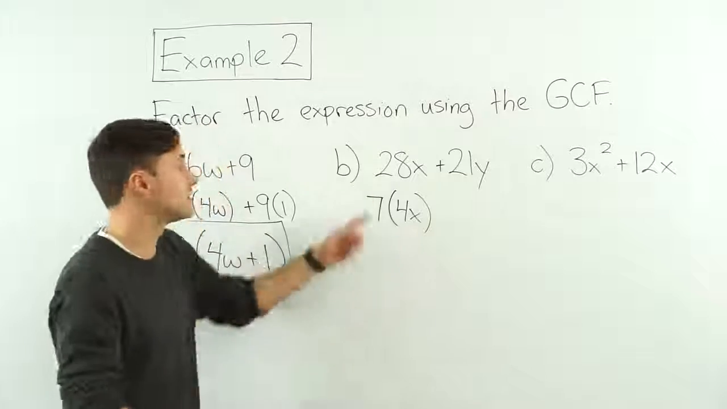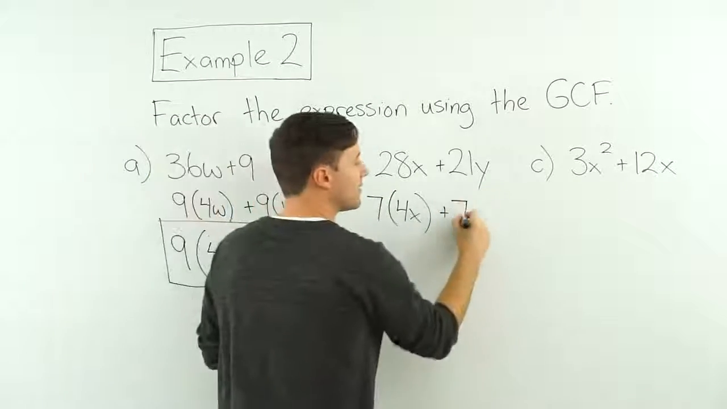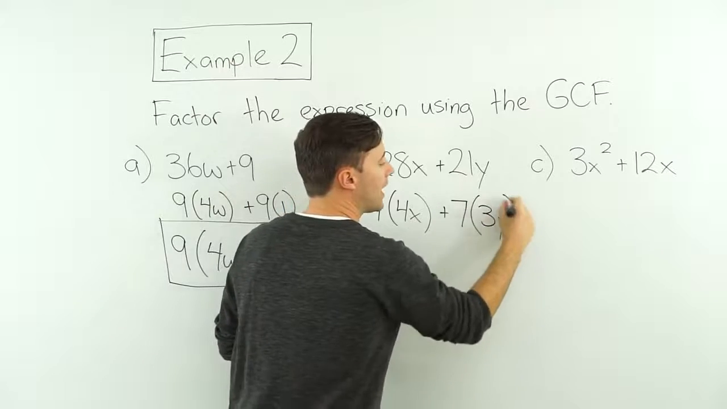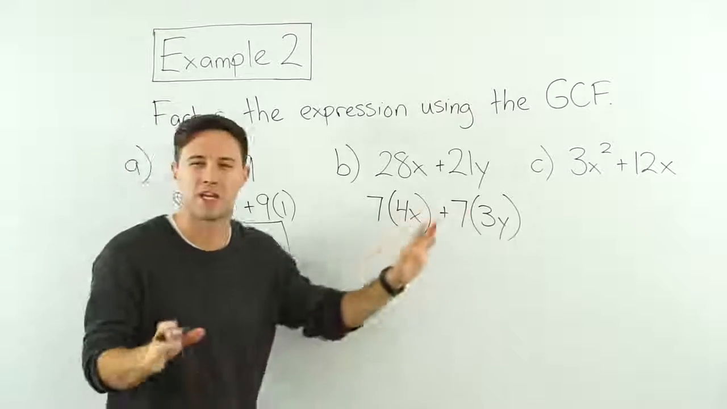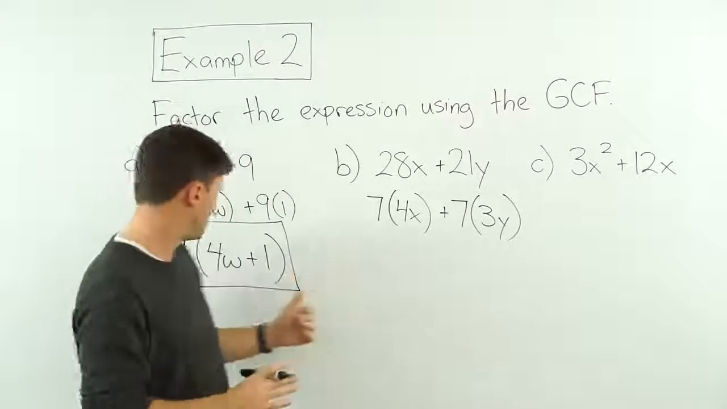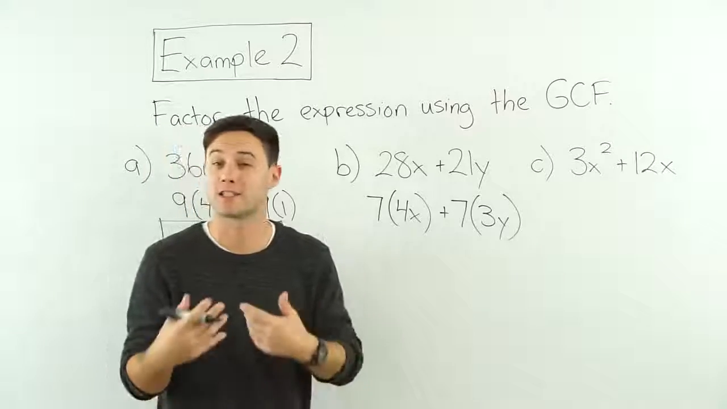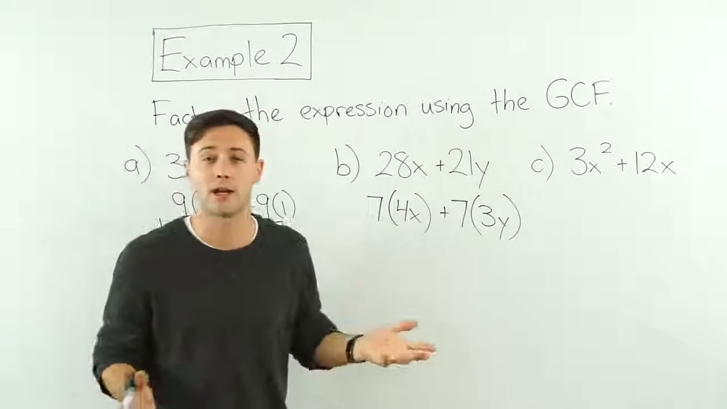7 times 4x is 28x. Plus the 21y, 7 times 3y. 7 times 3y is 21y. So notice I'm not changing the value here at all, right? These are all going to be equivalent expressions. Nobody's changing the value. We're just changing what it looks like. That's all we're doing.